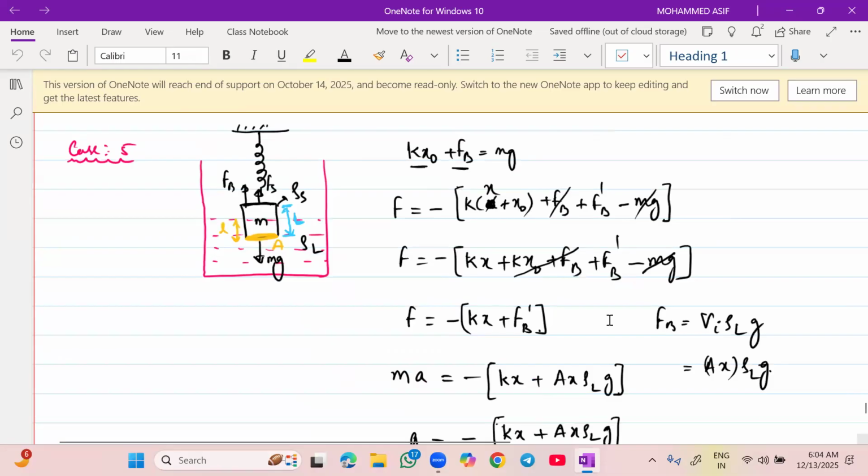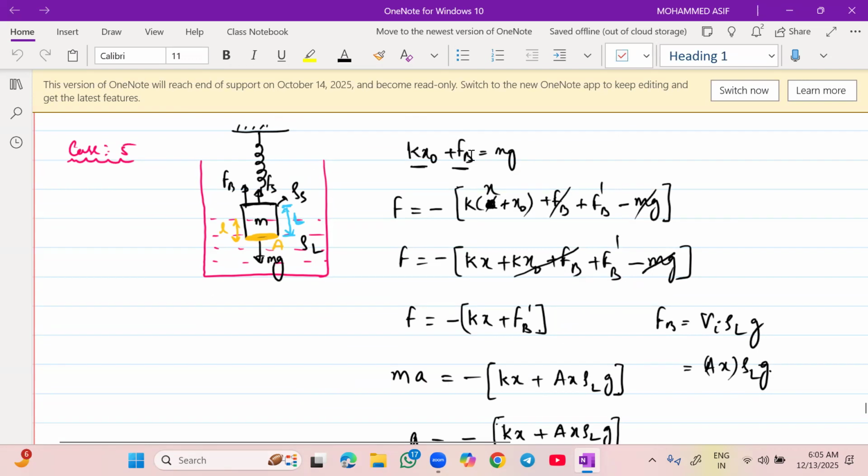I told you that when the body is half immersed or some part is immersed in the liquid, give a small oscillation and leave it. It will try to make to and fro motion. In the to and fro motion, what are the forces acting on the body? One is the weight of the body mg in the downward direction, buoyancy force in the upward direction, and spring force in the upward direction. Spring force formula is k into x naught. Buoyancy force is also in upward direction, balancing the weight of the body mg.